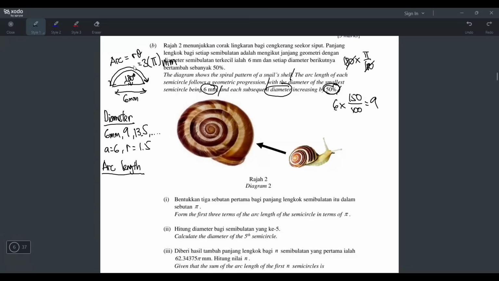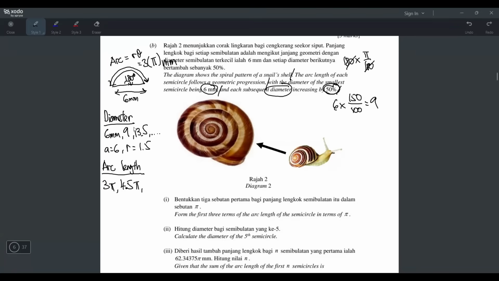For the first arc length, I already found it here. It's 3 pi. How you get it is you take the radius of the first, which is 3, because the diameter for the first is 6, so the radius is 3, times theta, but the theta has to be 180 degrees, so that's why it's 3 pi. The next arc length will be 9 divided by 2, which is 4.5. You understand why I have to divide by 2? Because the formula uses the radius, and then times the angle, and the angle is still pi because it's still a semicircle, so it's still 180 degrees, right?